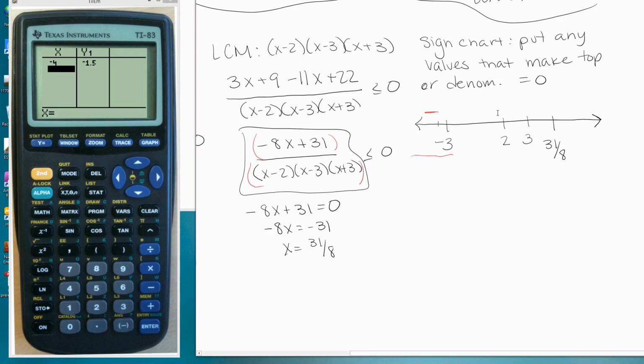Then we want any number between negative 3 and 2. For example, 0 would work. And that's a positive number. Then we want something between 2 and 3. This is why I put it on ask, because now we can do something like 2.5. Okay, that's negative. Now, one thing we forgot to do, we should figure out what the decimal for 31 over 8 is.